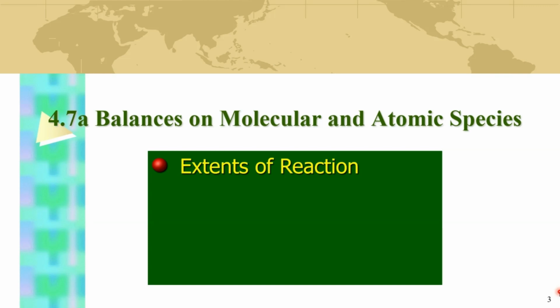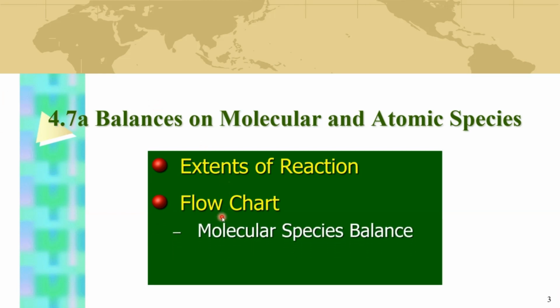As we already learned in section 4.6, the final moles equal the initial moles plus the summation of nu times xi. This is the equation you need to remember, and this is what we do for the mass balances using extent of reaction. If you want to draw the flow chart, there are two ways. The first is molecular species balance, and the other is atomic species balance. For the extent of reaction, you don't need to draw flow charts because you have an equation.